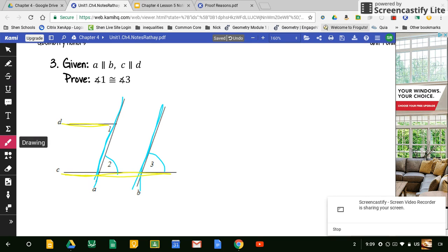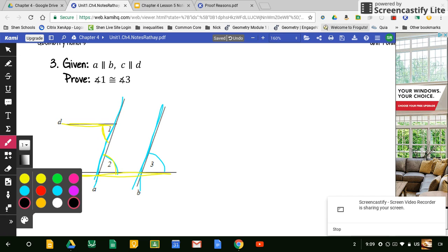Based on these yellow parallels, it looks to me like I have a nice letter Z right here. So it seems that all of these angles are the same, which is convenient since we're being asked to prove that angle 1 is congruent to angle 3. So let's get to this proof.